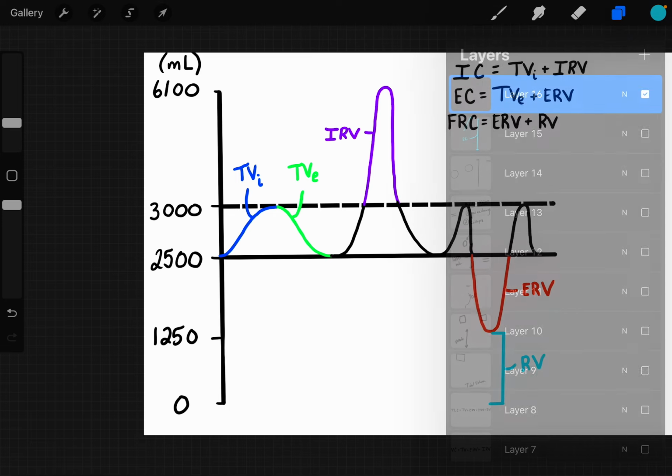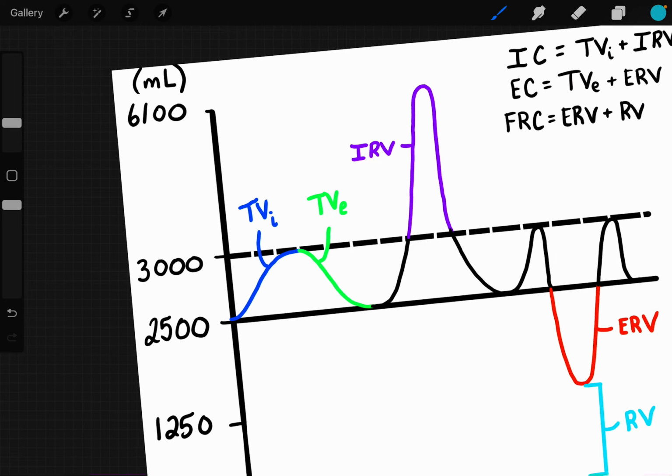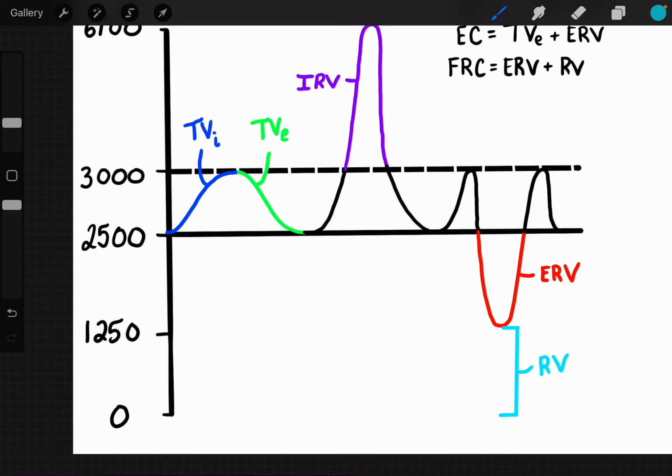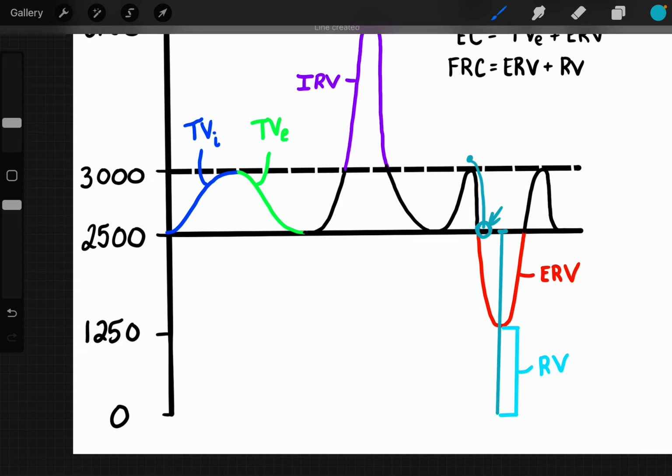The next one is going to be functional residual capacity. That's going to be after a normal breath out. Right here, if we start here, we're taking our normal breath out, going down, and then this now is going to be our start point. So we're measuring from here down to the bottom, how much air is left in our lungs. That is functional residual capacity. So you're adding ERV plus RV.